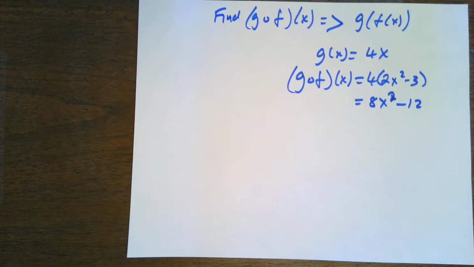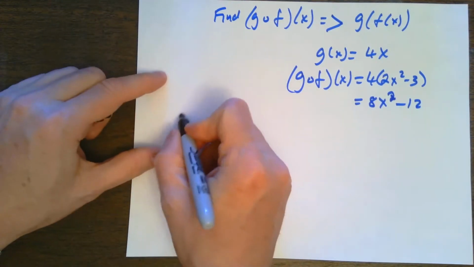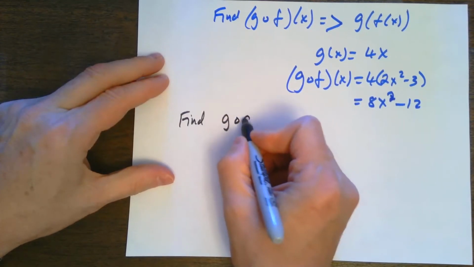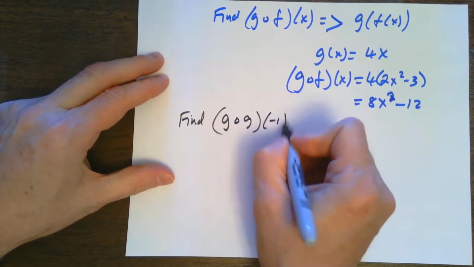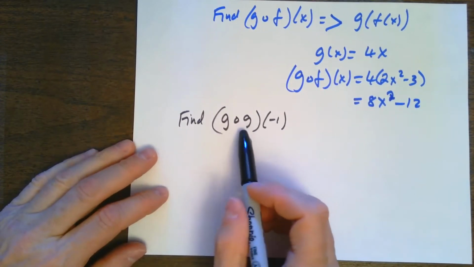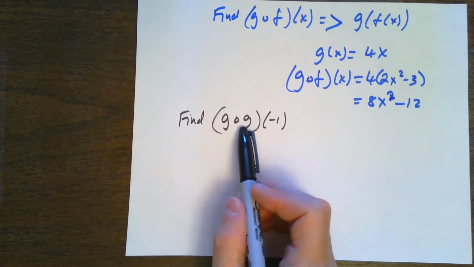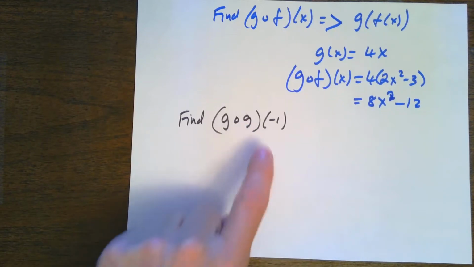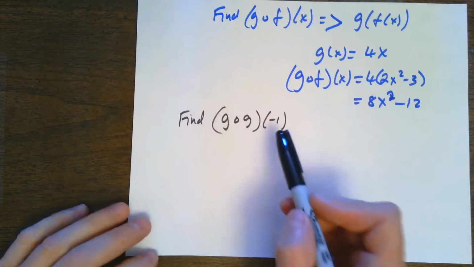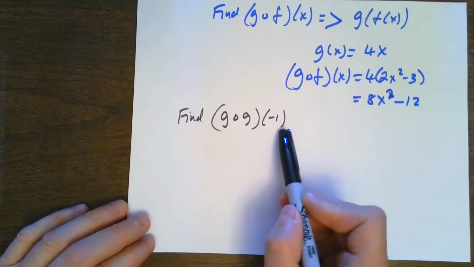For example, let's do another one here. Let's find g of g of negative 1. So this is a composition of functions. This looks a little bit weird. What is this telling me? It's telling me I have to take g of x and whatever that is, plug it in for x in g of x, and then evaluate it at negative 1.